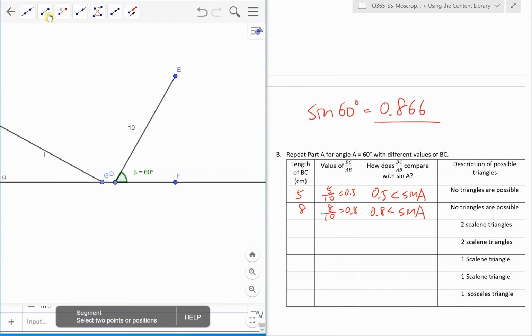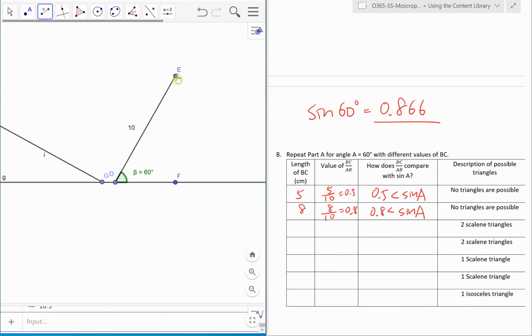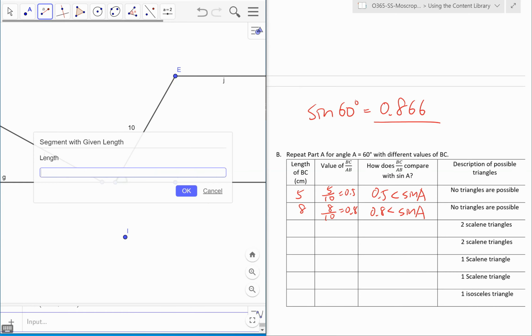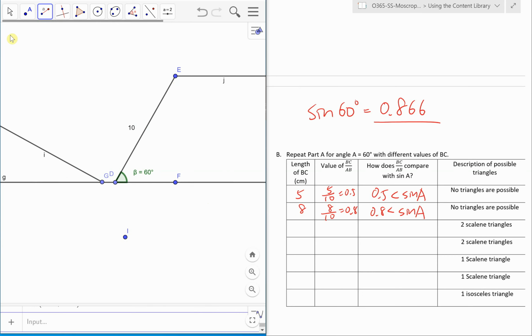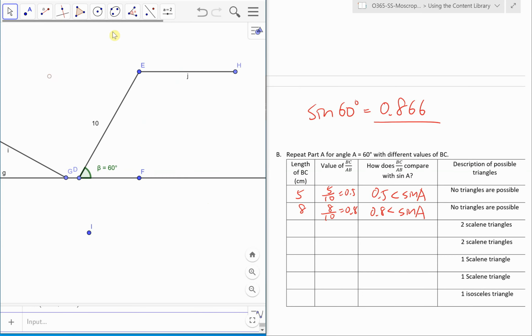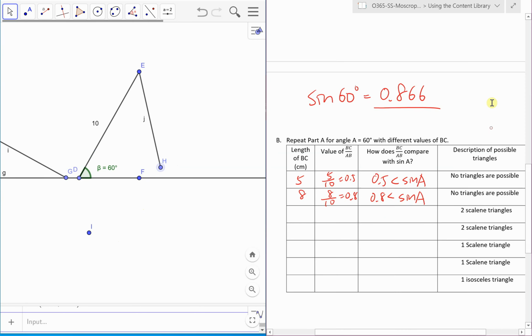Okay, so now we're going to try 8 as the length of BC and see what happens. Let me change this first. Now let's drag this. You can see it's almost touching the base, but not quite. And we still cannot make a triangle. Perfect. That's what we predicted. Now let's see how about the second scenario?